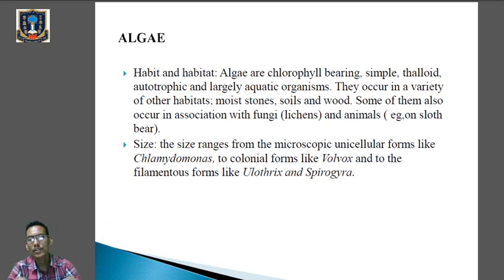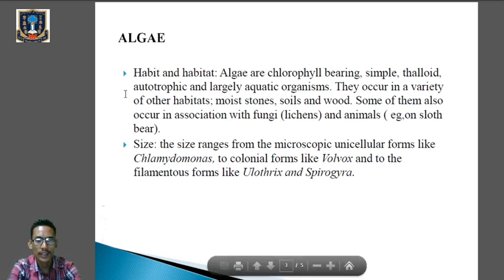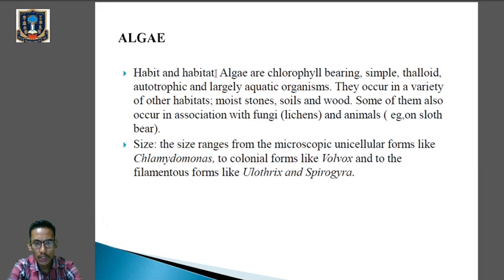So algae, first one, habit and habitat. When we talk about the habit and habitat of algae, they are generally chlorophyll-bearing, simple thalloid, autotrophic, and lastly aquatic organisms. So they bear chlorophyll. Clear? They have thallus. They are autotrophic, which means they can prepare their own food, and they are lastly aquatic organisms.